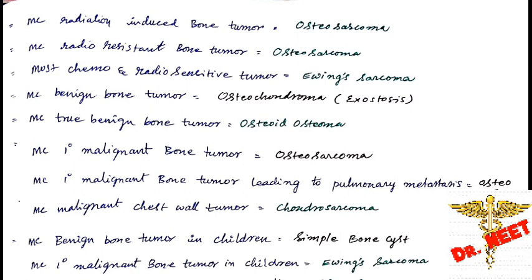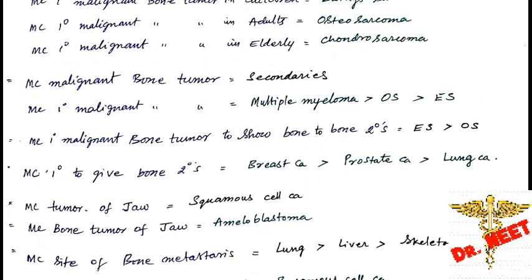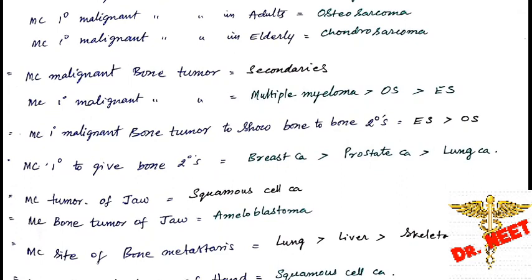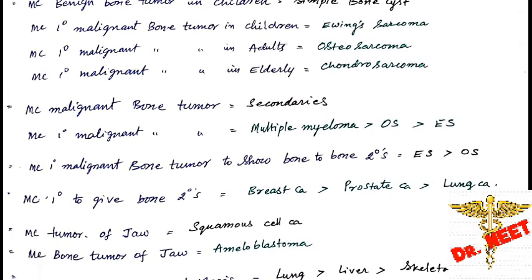Most common primary malignant bone tumor leading to pulmonary metastasis is osteosarcoma. Most common malignant chest wall tumor is chondrosarcoma. Most common benign bone tumor in children is simple bone cyst. Most common primary malignant bone tumor in children is Ewing sarcoma. Most common primary malignant bone tumor in adults is osteosarcoma. Most common primary malignant bone tumor in elderly is chondrosarcoma.